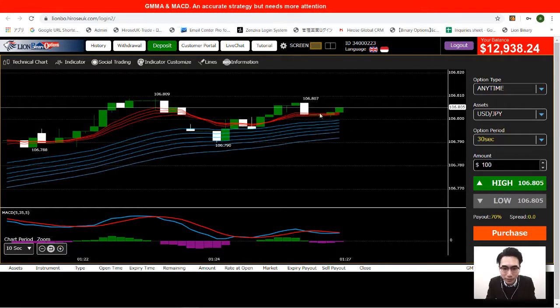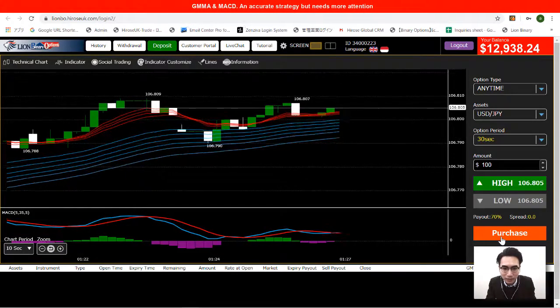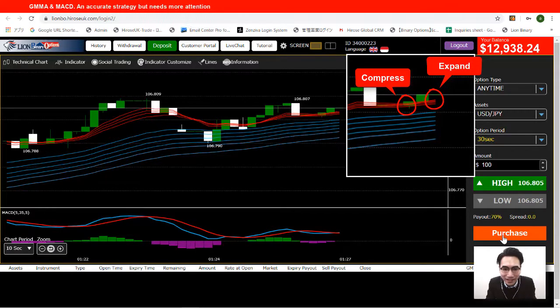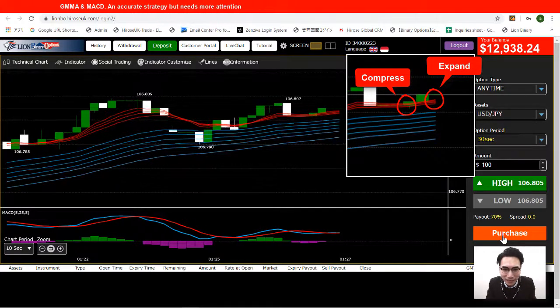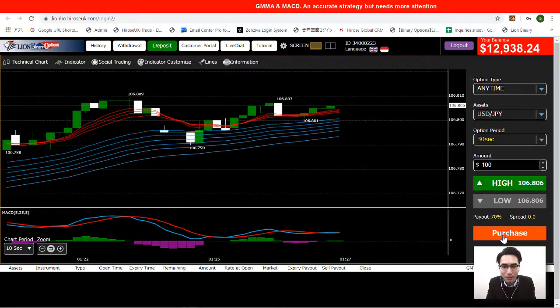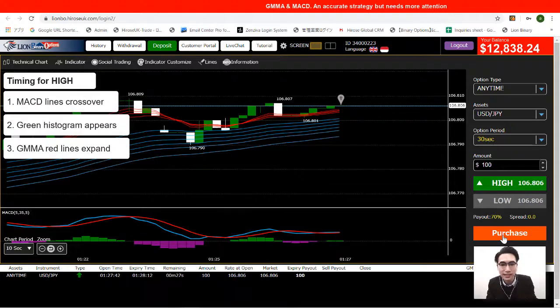So just zoom in a little bit. Yep, it's starting to expand. You see, it's not quite obvious, but we can still see that the red line starts to expand at this point here. At this point, it's compressing, and when it reached this point, it's expanding. So when the MACD has a green histogram, I will place my trade, which is now.